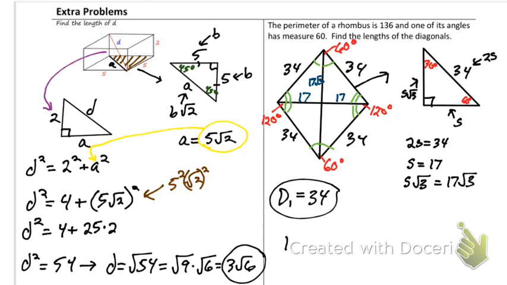What is the length of my other diagonal then? Songha? 34 root 3. 34 root 3, because if the top half is 17 square root of 3, that means the bottom one is also 17 square root of 3. And that would equal 34 square root of 3.